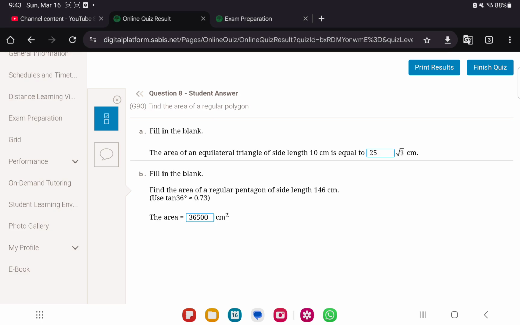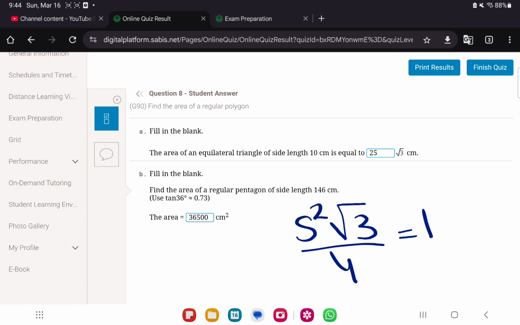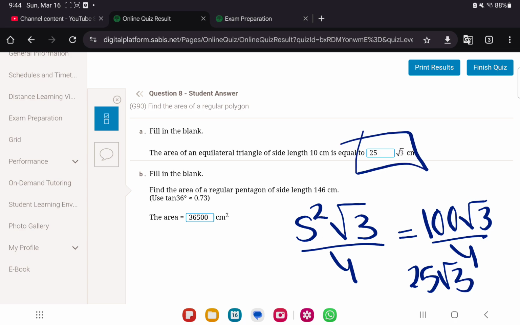Now, last question. Last question, the first part is the same thing as the first question. Okay, so I'm also going to use the simple rule. So it's s squared times radical 3 over 4. 10 squared, which is 100, radical 3 over 4. Simple thing. You know that 100 divided by 4 is 25. So 25 radical 3. That's your answer.